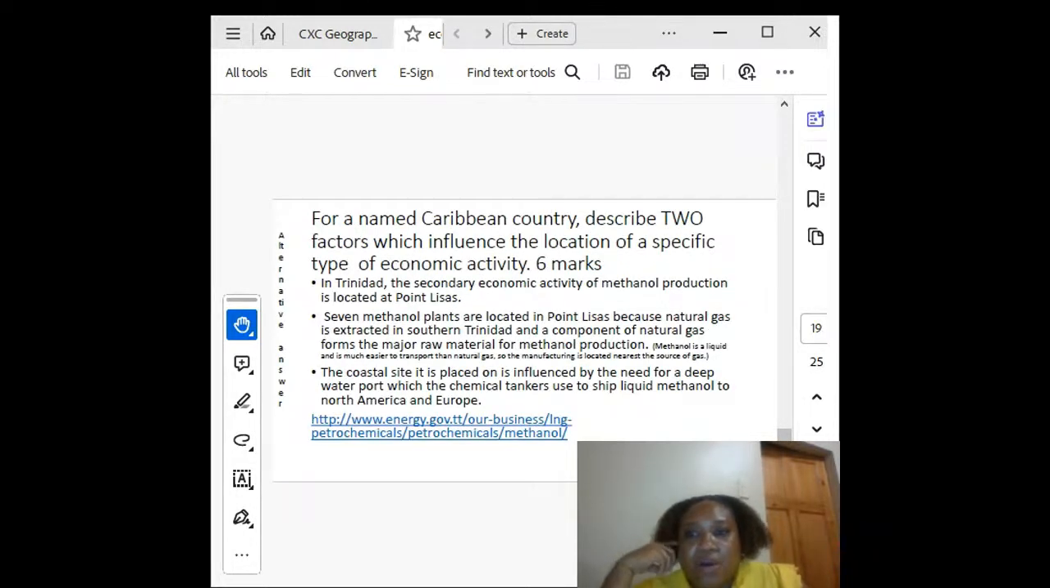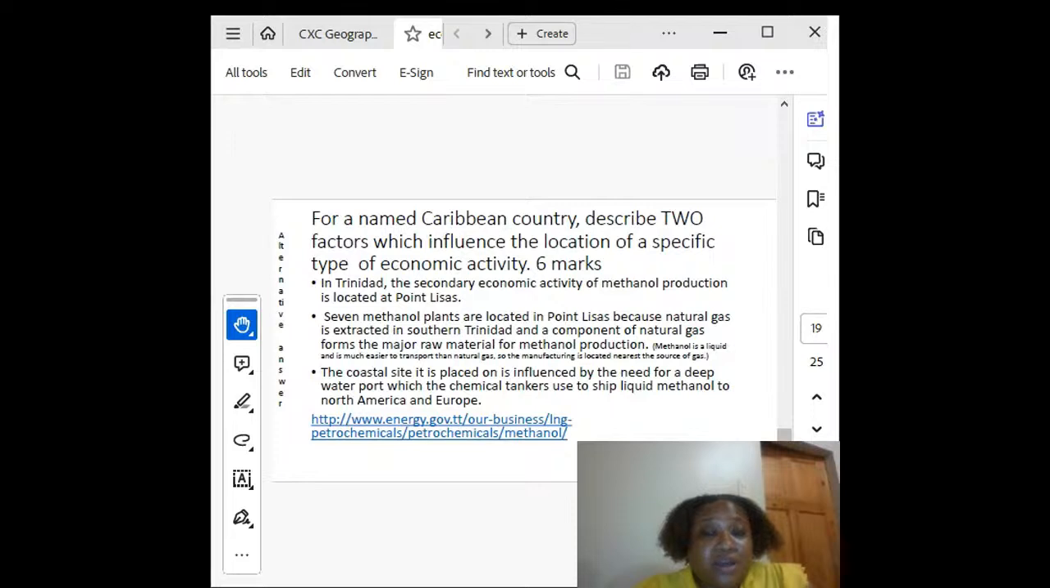This particular one, in terms of describe two factors that influence the location of a specific economic activity, and in this case, they chose Point Lisas, which is oil and natural gas, right? So again, in Trinidad and Tobago, right, we have methanol production that we do from natural gas.